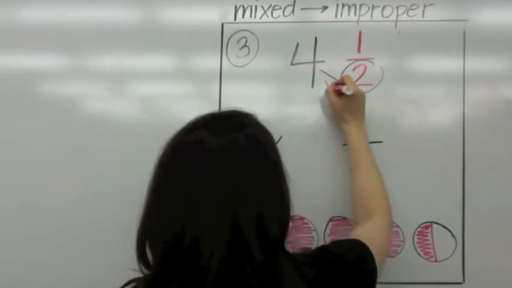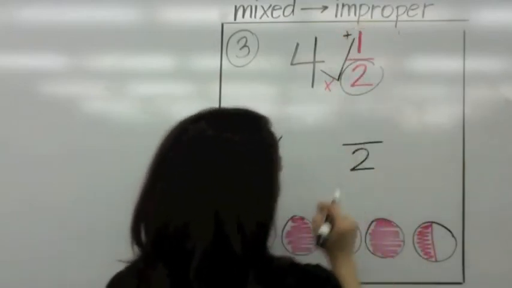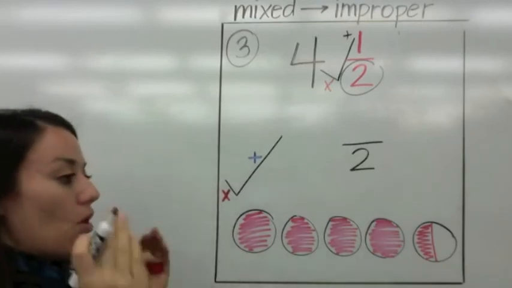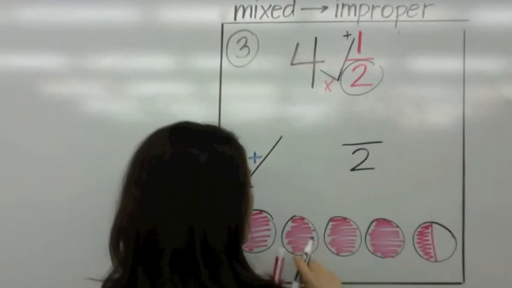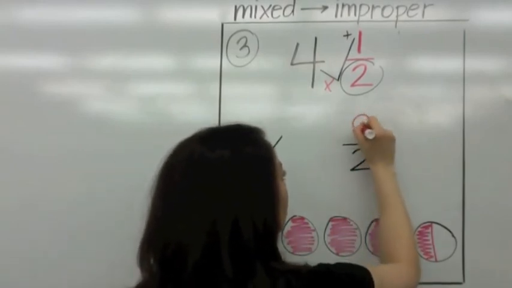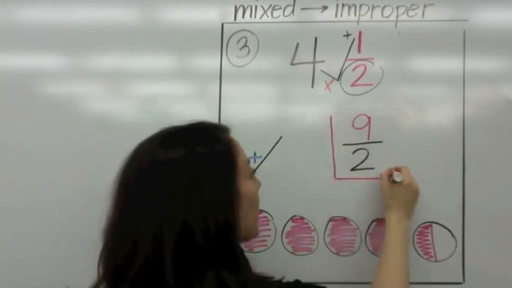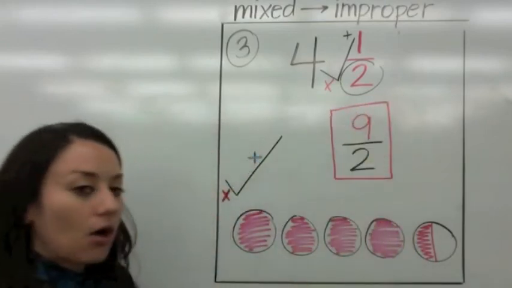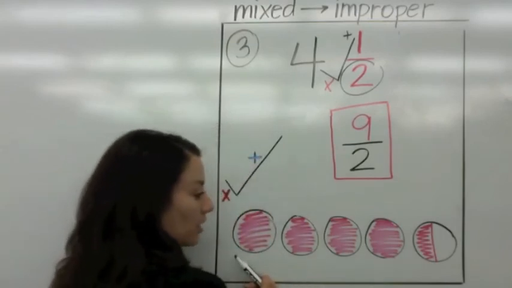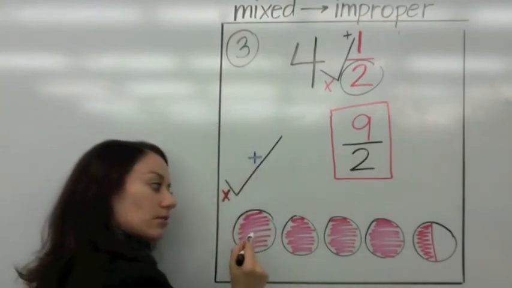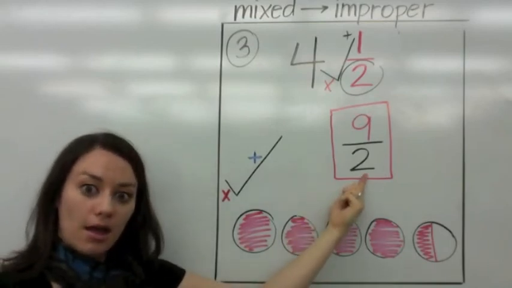Now keep that in your head. 4 times 2 is 8. Then we're going to add 1 to it. So 4 times 2 is 8, plus 1 is 9. Very good. What is it? We read this as 9 halves. 9 halves. Well, let's make sure that there are, in fact, 9 halves in 4 1/2. We're going to have to cut all of these wholes into what? We're going to have to cut them in half, right?